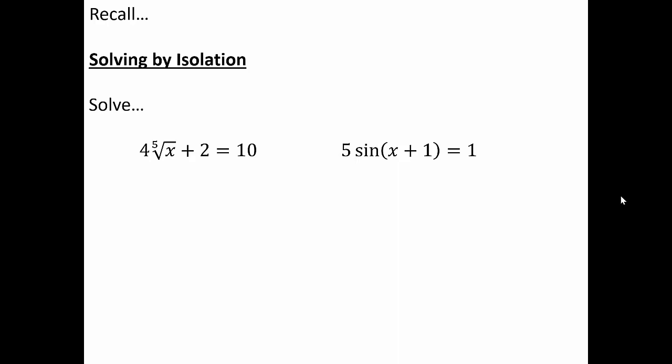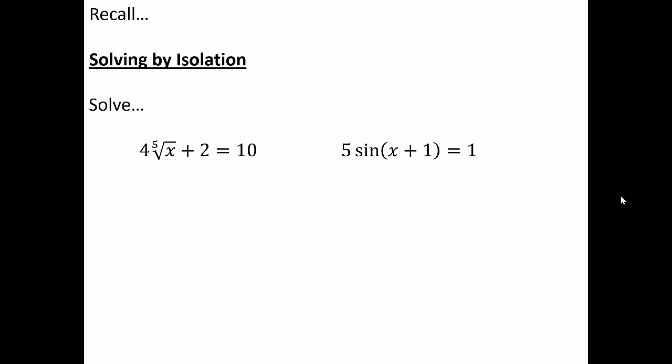Now, when I'm solving by isolation, I'm going to be using the order of operations, but in reverse order. So I start with addition, subtraction, strip that away, and then multiplication, division, strip that away, and then any exponents, strip that away, and then anything left will work from there. So the idea is start from the outside of the function and work your way in.